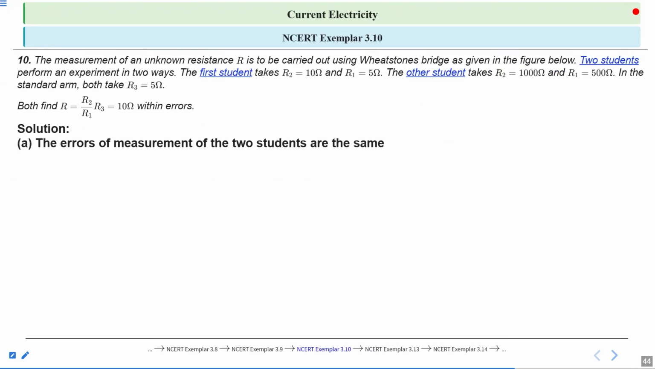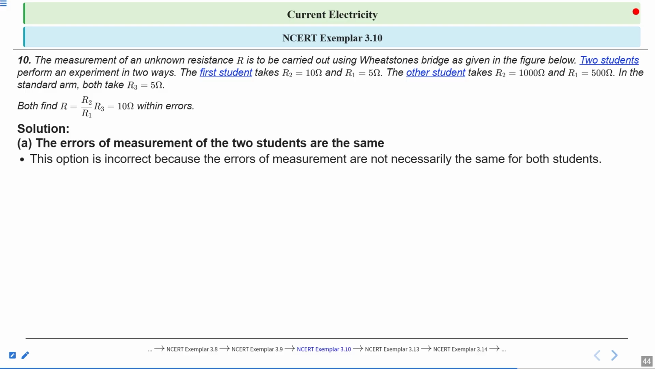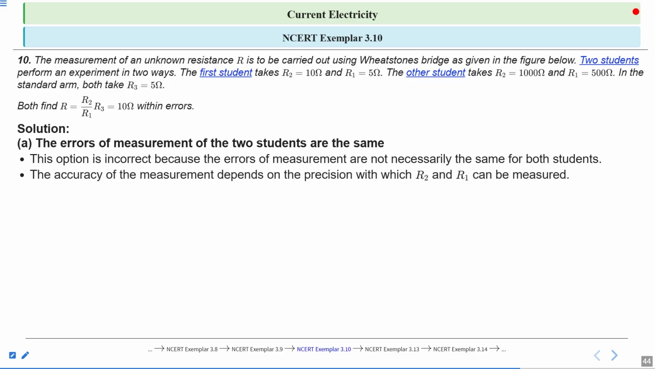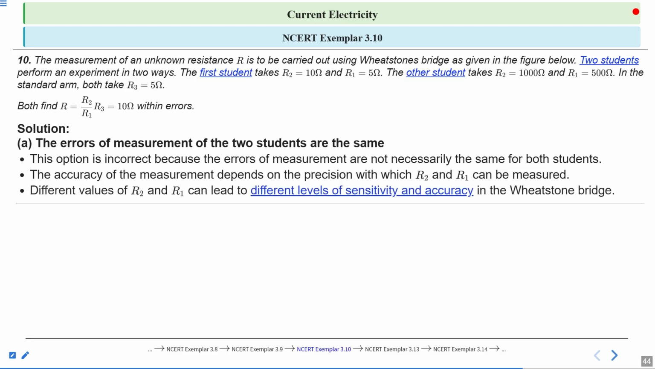So why is option A incorrect? The errors of the measurement of two students are the same. This option is incorrect because the errors of the measurement are not necessarily the same for both students. The accuracy of measurement depends on the precision with which R2 and R1 can be measured. Different values of R2 and R1 can lead to different values of sensitivity and accuracy in the Wheatstone bridge. Since both students have taken different values of R2 and R1, the errors can be different.